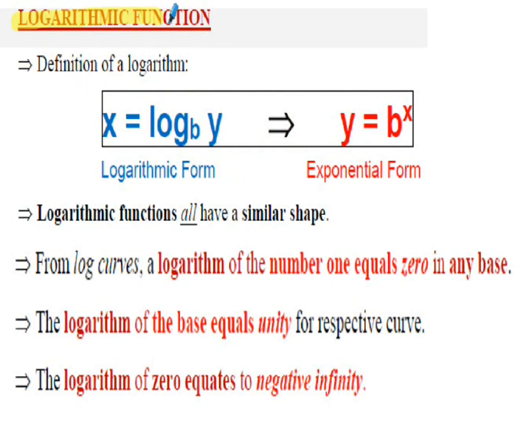So summarizing logarithmic functions, on the previous graph we had the log of base 2 through to the log of base 10 plotted, and we noticed that all the logarithmic functions had a very similar shape. Looking at the characteristics of the log curves, a logarithm of the number 1 equals 0 for any base. The logarithm of the base itself always equals unity, equals 1, and the logarithm of 0 always equates to negative infinity. The curve tends to negative infinity as we approach a logarithm of 0.